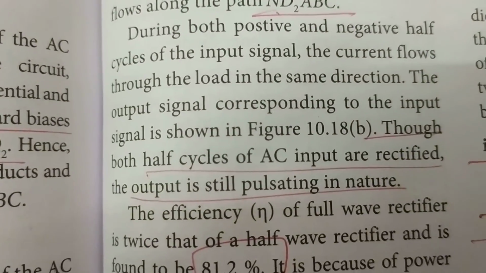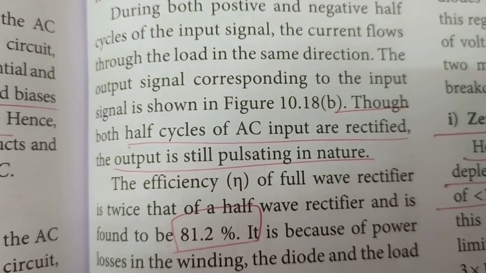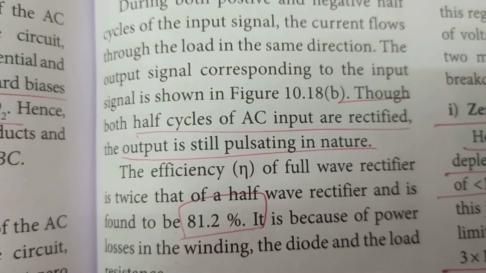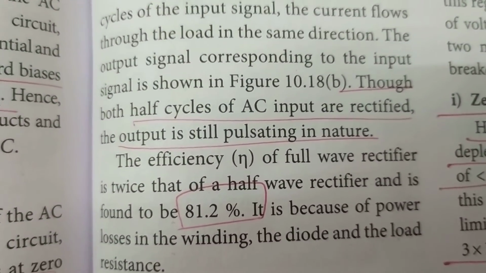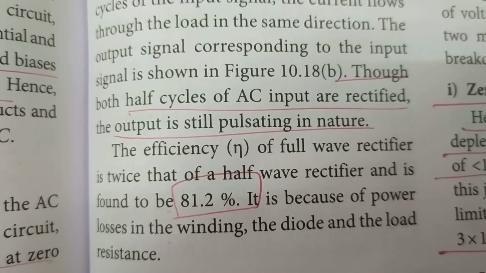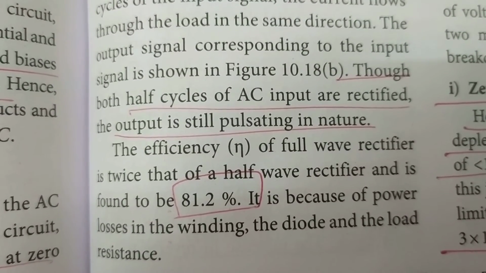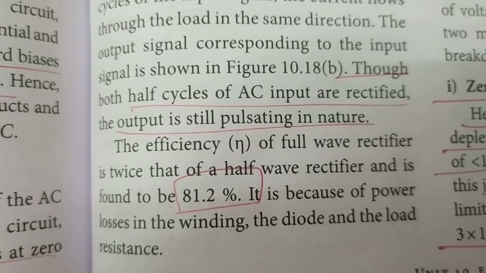And so both the half cycles of the AC input are rectified, but the output is still pulsating in nature. And here the efficiency is 81.2%. The remaining is due to the power loss in the winding, diode and the load resistor.